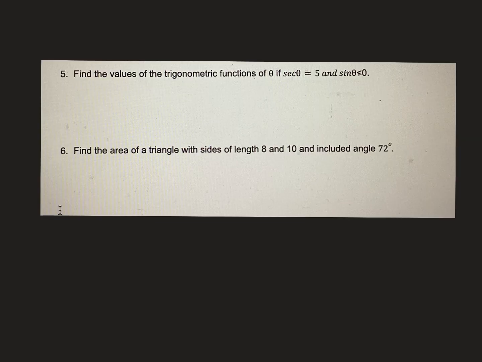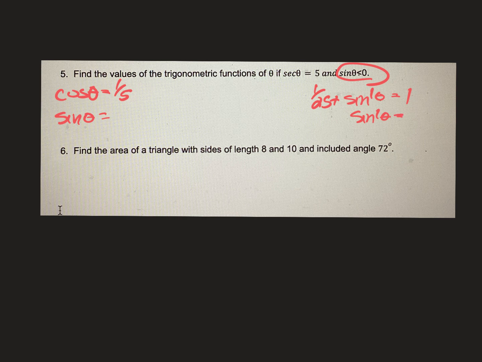Number 5, find the values of the trig functions of theta if secant is 5. Okay, if secant is 5, what I know for sure is cosine theta is 1/5. It also says sine is negative. That's going to help me out on the quadrant here. So to find sine, I'm going to go cosine squared plus sine squared is 1. So if I square 1/5, I get 1/25 plus sine squared is 1. All right, so if I move the 1/25 over, 1 minus 1/25 is 24/25.